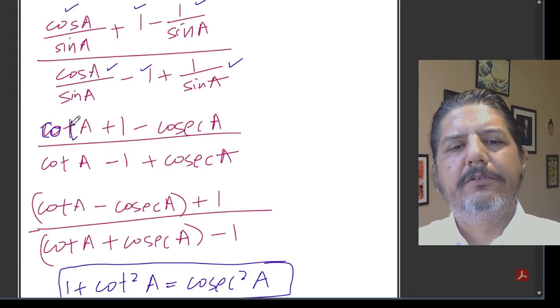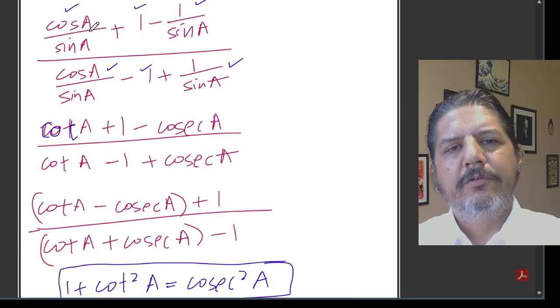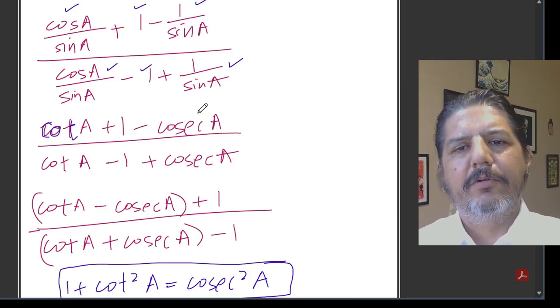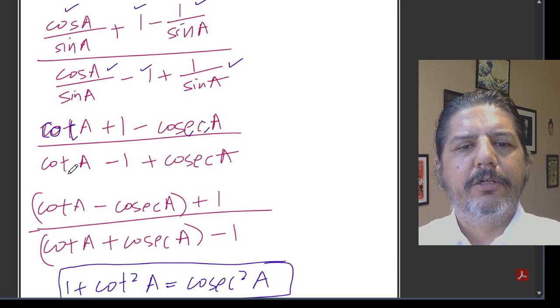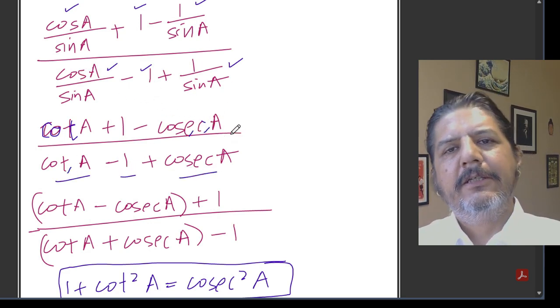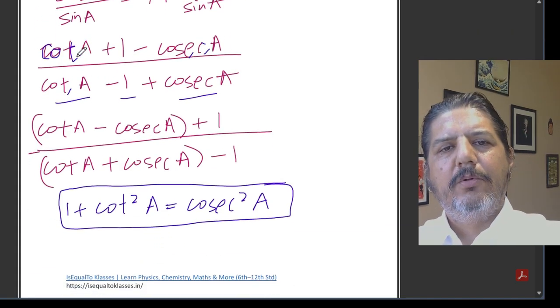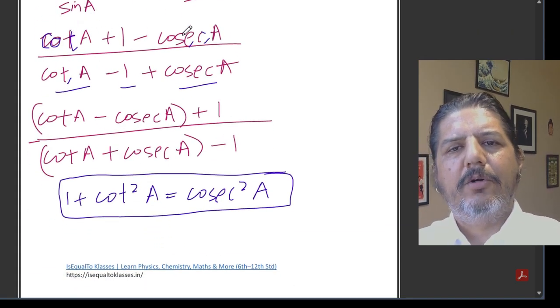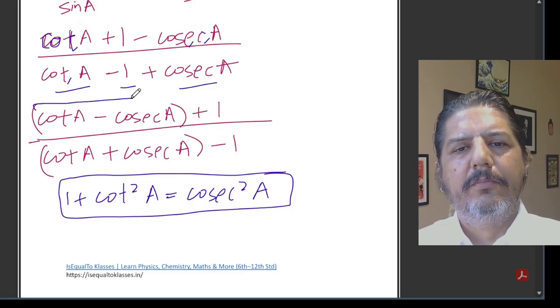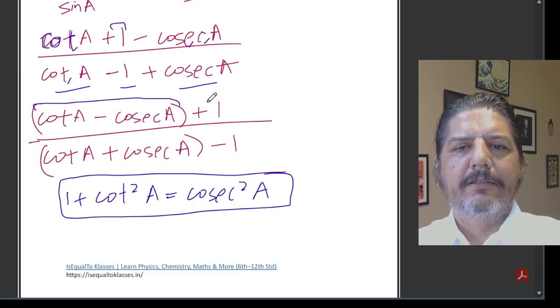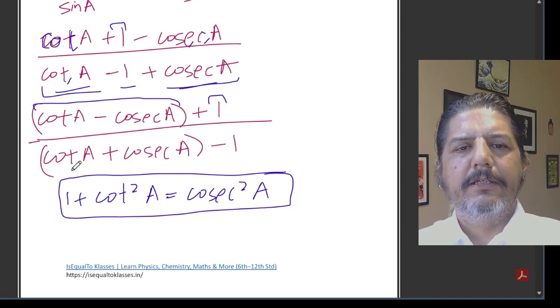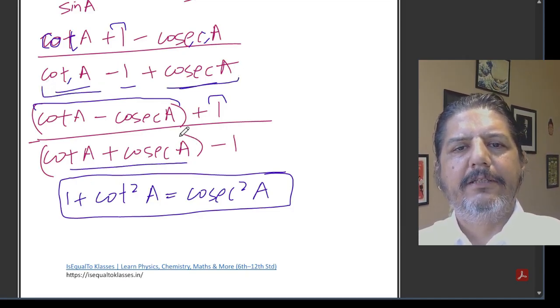Why am I doing this? You will understand in a while. So this is cot a plus 1 minus 1 upon sin a, that is cosec a, and the denominator would be equal to cot a minus 1 plus 1 upon sin a, that is cosec a. This is the denominator. Now what I do is I take the numerator, cot a minus cosec a, I pair it like this. This 1 is written here, and cot a plus cosec a is written like here, like this, and this minus 1 is here.